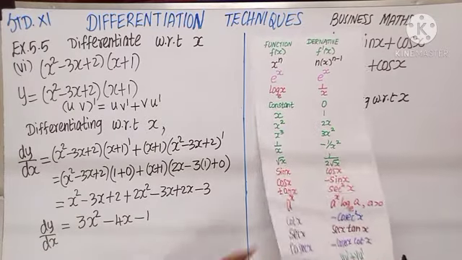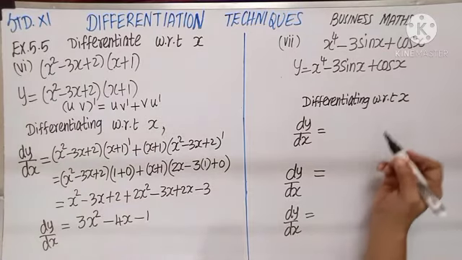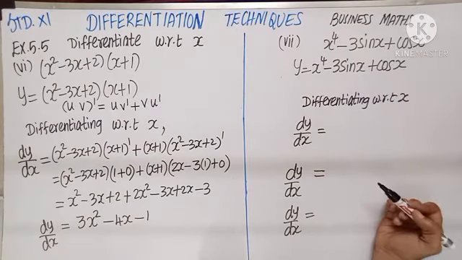The next subdivision, x power 4 minus 3 sin x plus cos x.